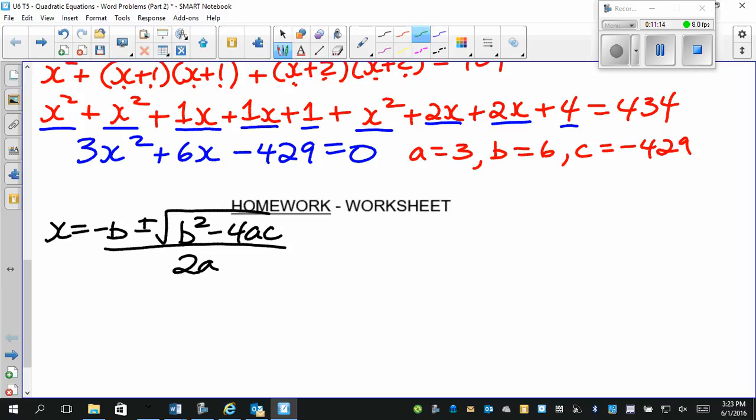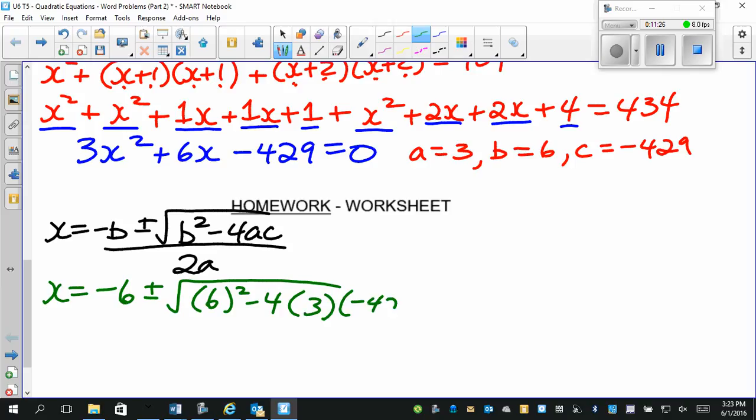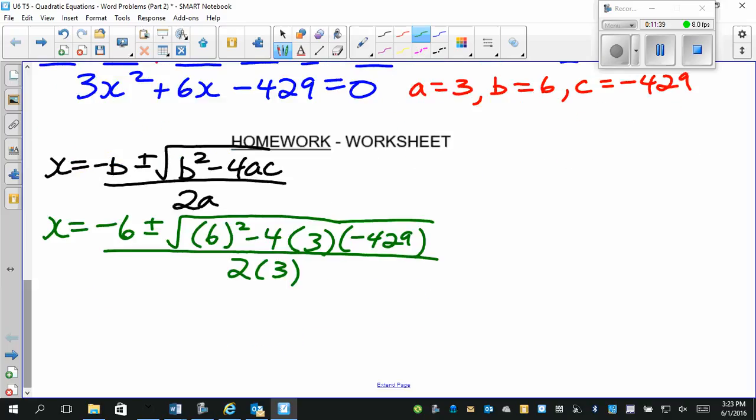So x is equal to minus b, which is going to be minus 6, plus or minus the square root of 6 squared minus 4 times a times c. Okay, be careful when you're filling numbers into the formula that you don't make a mistake with the signs. And then 2 times a is going to be 2 times 3. So x equals negative 6 plus or minus, and I'm going to get 5,184 underneath the root sign, and then 6.